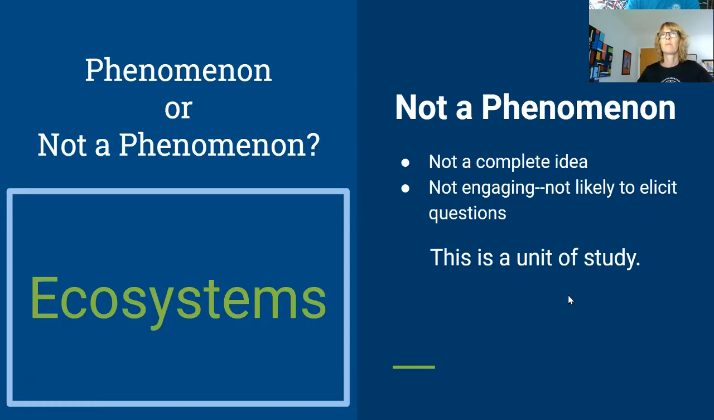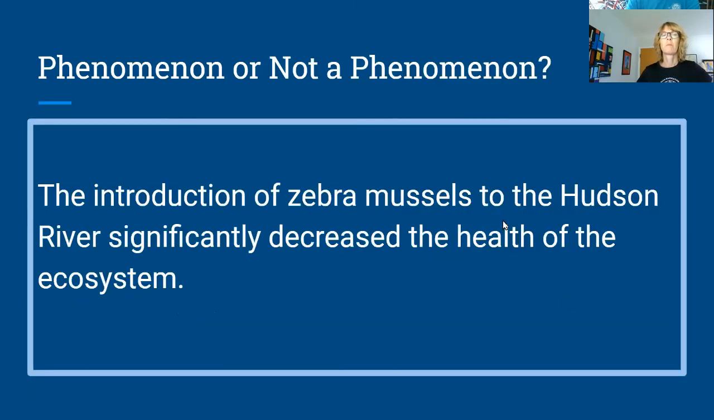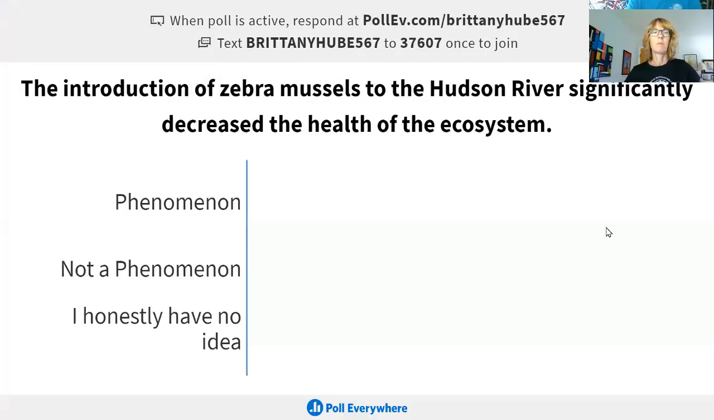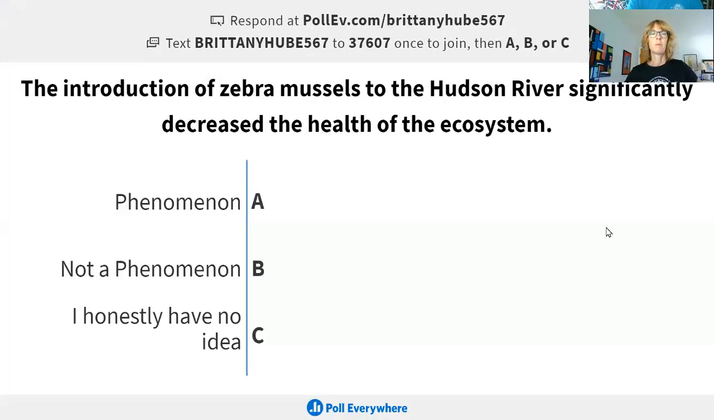So another one: the introduction of zebra mussels to the Hudson River significantly decreased the health of the ecosystem. So on Poll Everywhere, what do you think about this one? Phenomenon, not a phenomenon, or I have no idea?